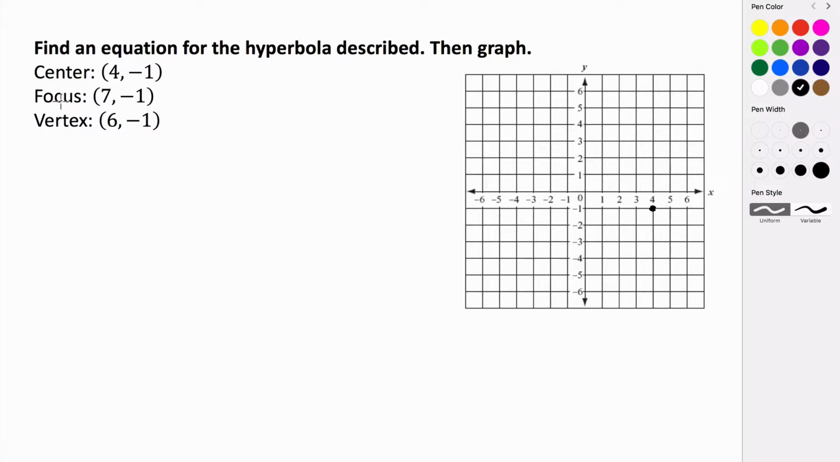Its focus is at (7, -1). So (7, -1), getting close to the edge of our graph here. And its vertex is at (6, -1).